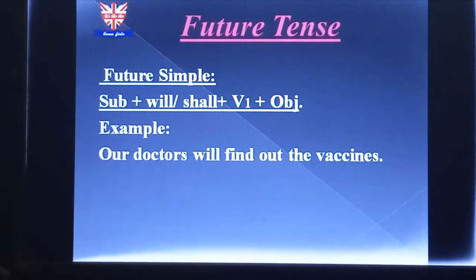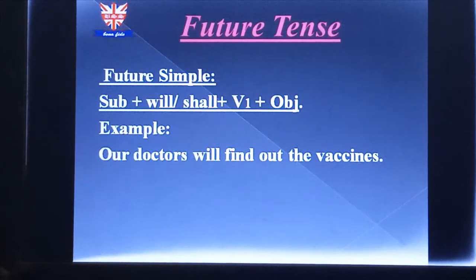So the first one is future simple that you can see. The structure is subject plus will or shall plus V1 plus object. Okay, so let's go for the example. That will be easy for you to understand. Our doctors will find out the vaccines. Here you can see our doctors is our subject. I have taken will, and V1 is find out, then object is the vaccines.